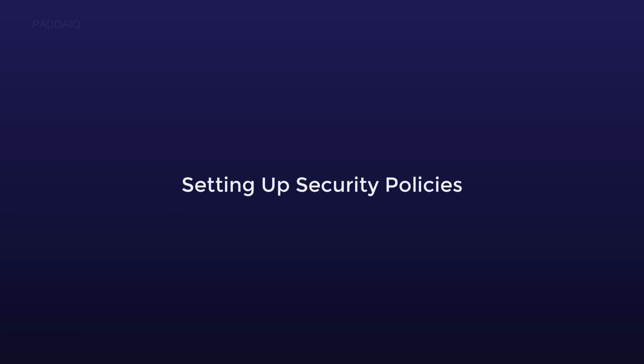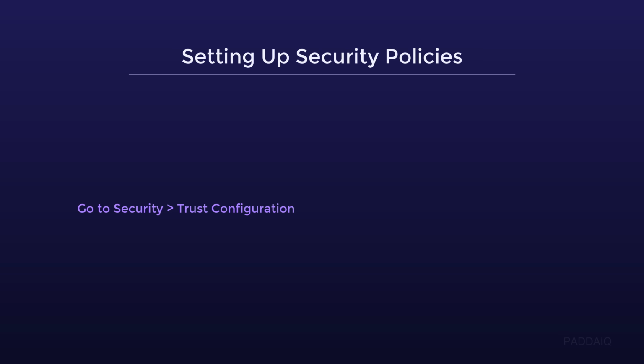Establishing robust security policies for your enterprise. Go to Security, Trust Configuration. This is where you manage trusted connections between your SAP BTP applications and external identity providers. For example, to let employees log in using their company Google accounts, you would establish that trust here. Properly configuring this is essential for secure and seamless user access.